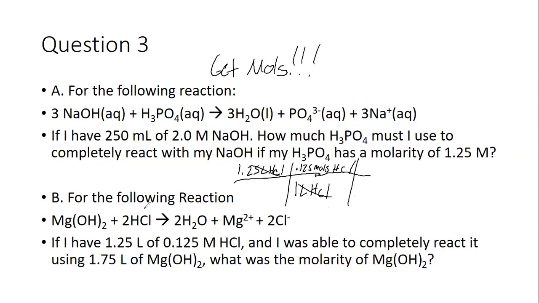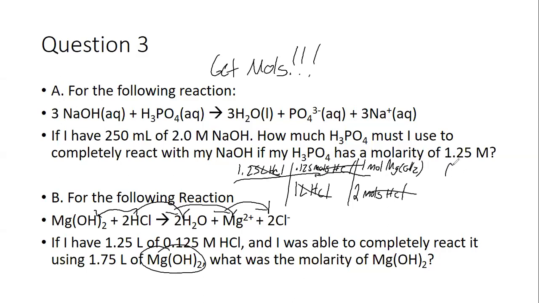Now that you're in moles, you can switch between any molecule you want in the equation using stoichiometry. Here, I'm interested in MgOH2, right? So if I look at my equation, for every 2 moles of HCl I have, that's 1 mole of MgOH2. Moles of HCl cancel out, and my unit is moles of MgOH2. I'm not done yet, but I'm almost done. If I multiply everything on the top, divided by everything on the bottom, I get 0.078 moles of MgOH2. Sorry, ran out of room there.